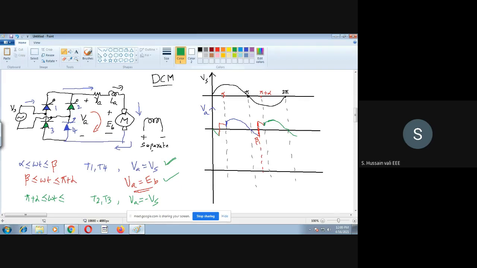Now we will draw the current waveform, IA. So what will happen to IA? Wherever you find the red output voltage, I told you already that no thyristors are conducting. The current is zero, so here I will put zero. Then in the blue color, you have the current, that is till this point. Yes. Once again, this red color part is zero.